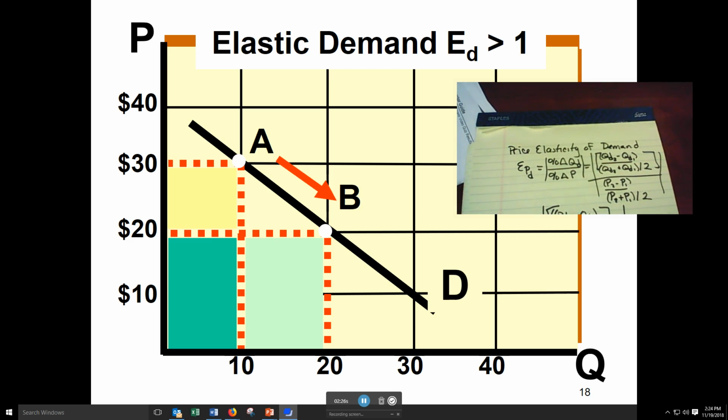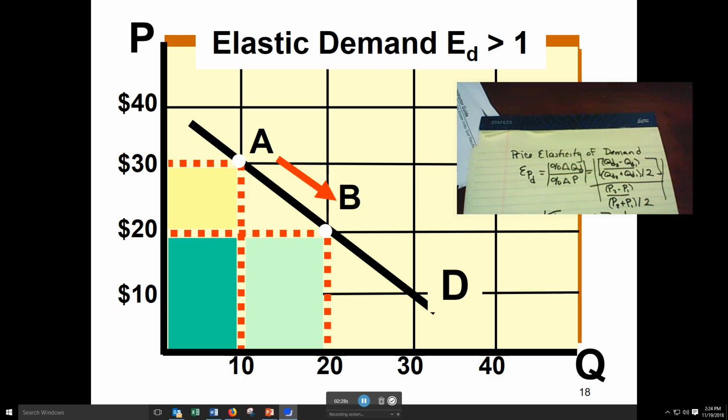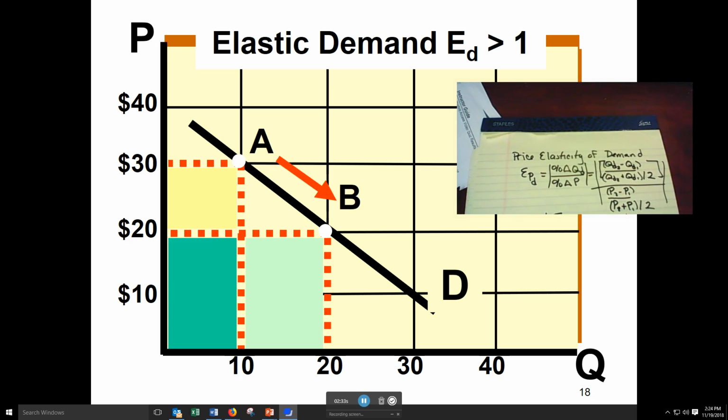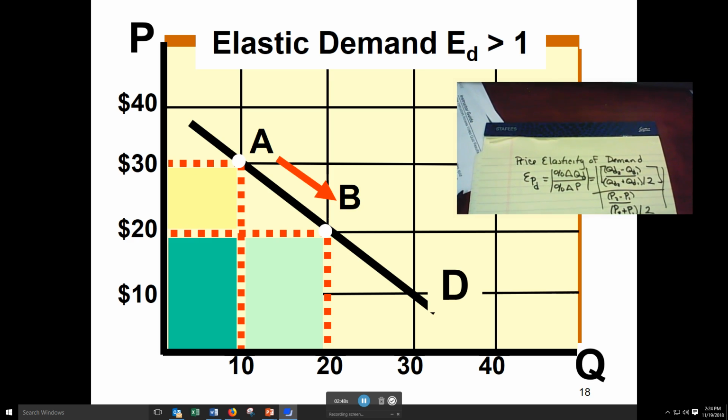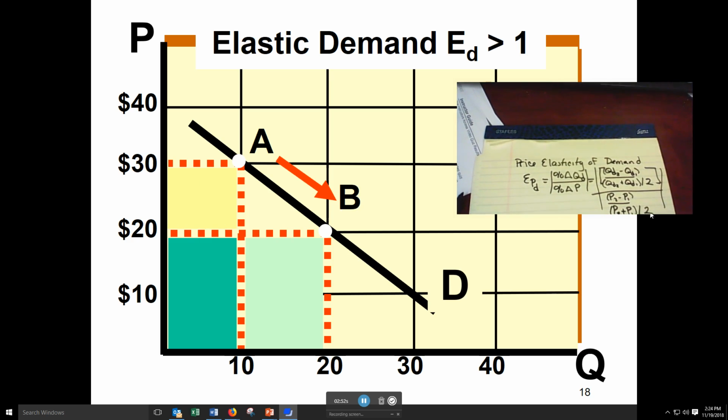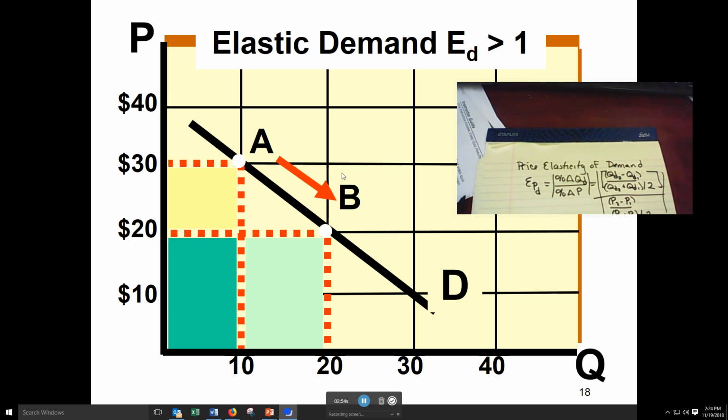Now, we do the same thing for price. We take P2 minus P1, because we're calculating the percentage change in price, divided by the average of the two prices, P2 plus P1 over 2. So in this case, P2 would be 20 minus 30, which is negative 10, over 20 plus 30, which would be 50. Then we would divide that by 2 and get 25. So I got negative 10 over 25.